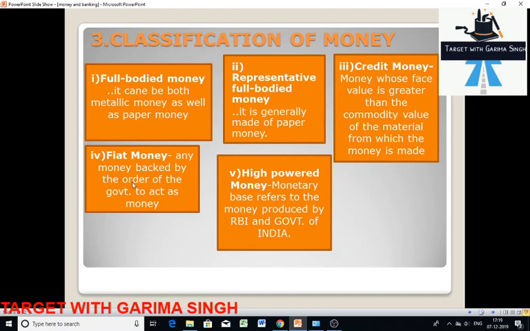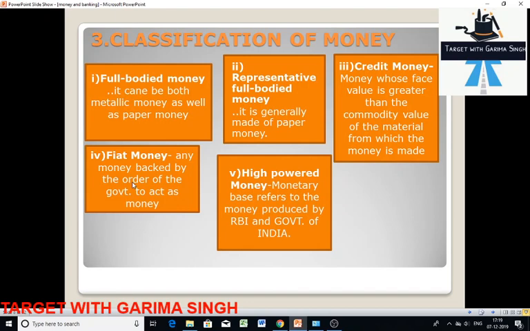Fourth one is fiat money. Fiat money is any money backed by order of the government to act as money. Fiat money is money with no intrinsic value. It is that type of paper money which is not convertible. It circulates in the country on the fiat, that is, the command of the state.